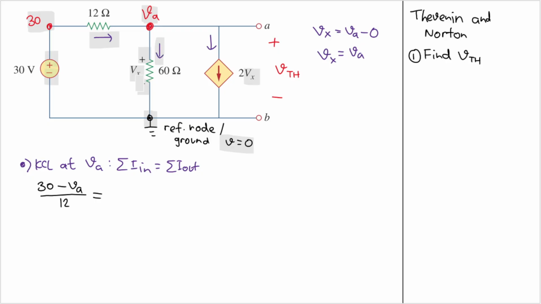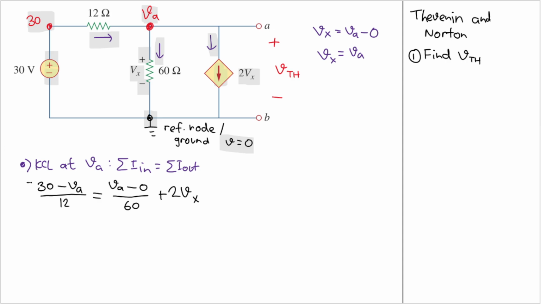Let's put the equal sign. And for this current here, we can also use Ohm's law. So I will have VA, where the current comes from, minus where the current goes to, the ground, so minus 0, divided by the resistance between them. I will have 60 there. And then I will have this current here that goes out. But this is a current source, so we have the value of 2Vx. So we will have plus 2Vx. Good.